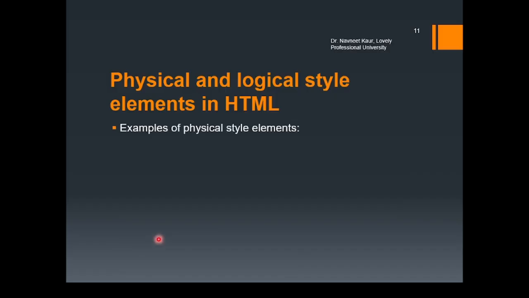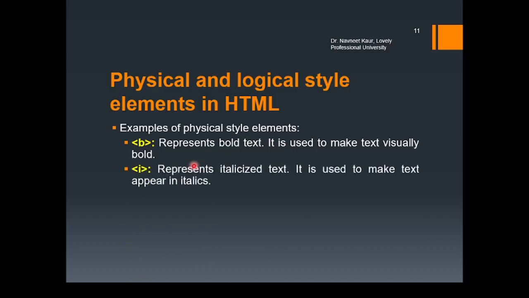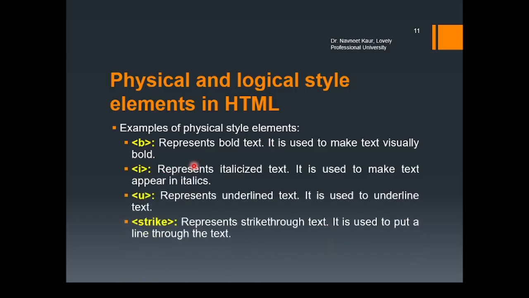So some examples of physical style elements. B tag, that represents the bold text. I represents the italicized text. U represents the underlined text. Strike for strike-through text. Font, used for specifying font attributes like size, color, and face.